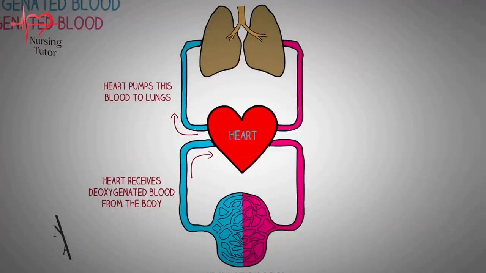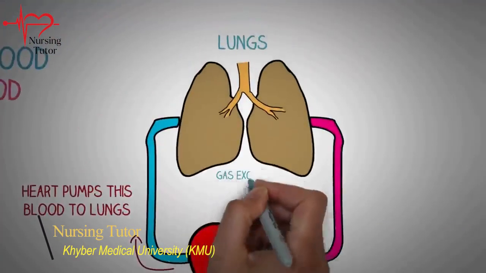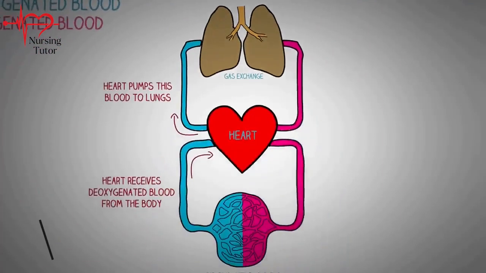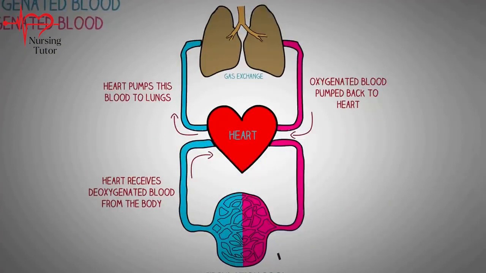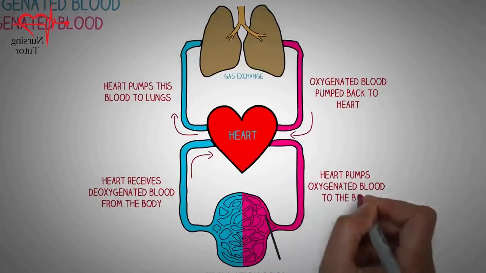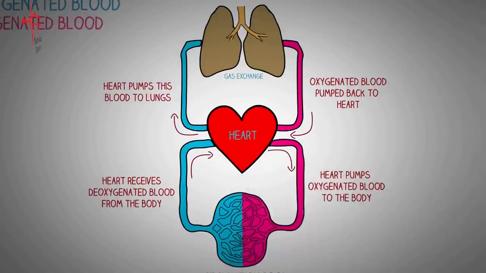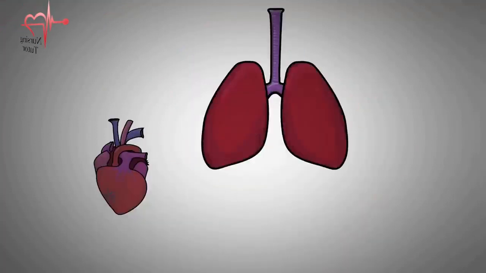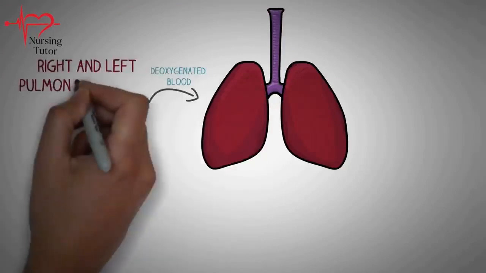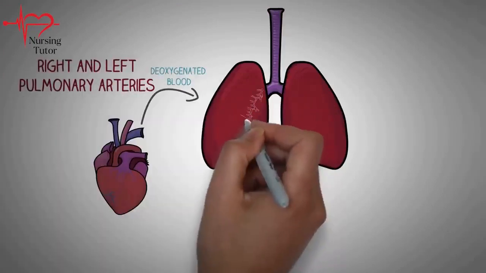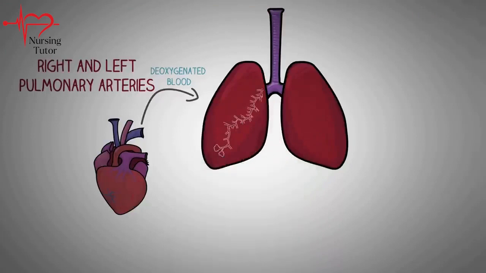In the lungs, this deoxygenated blood is subjected to gas exchange, which converts it into oxygenated blood, which is pumped back to the heart. The heart then pumps this oxygenated blood to the body, which utilizes the oxygen present in this blood. And again, this blood is converted into deoxygenated blood, which is pumped back to the heart. The heart pumps all the deoxygenated blood to the lungs through two main arteries, the right and the left pulmonary artery.